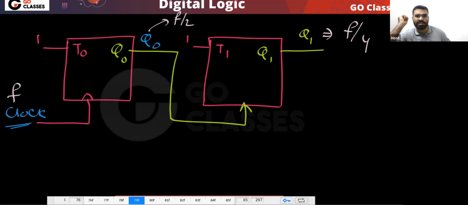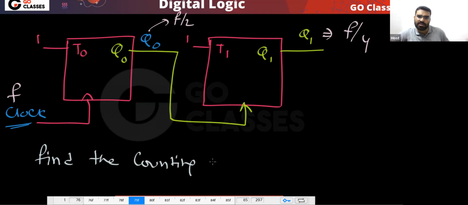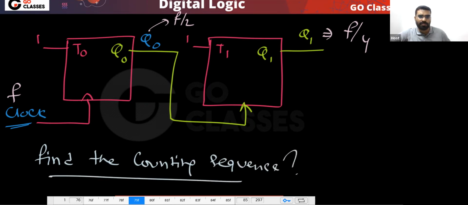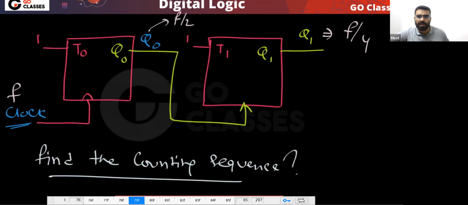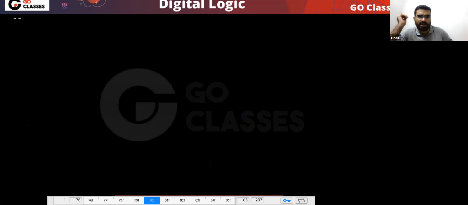But what is the counting sequence? Find the counting sequence. What will be the counting sequence here? After 0, 0, where will you go? Let's see. For that, let me create a timing diagram. Without a timing diagram also you can do it, if you don't want to create one. But let me create a timing diagram.